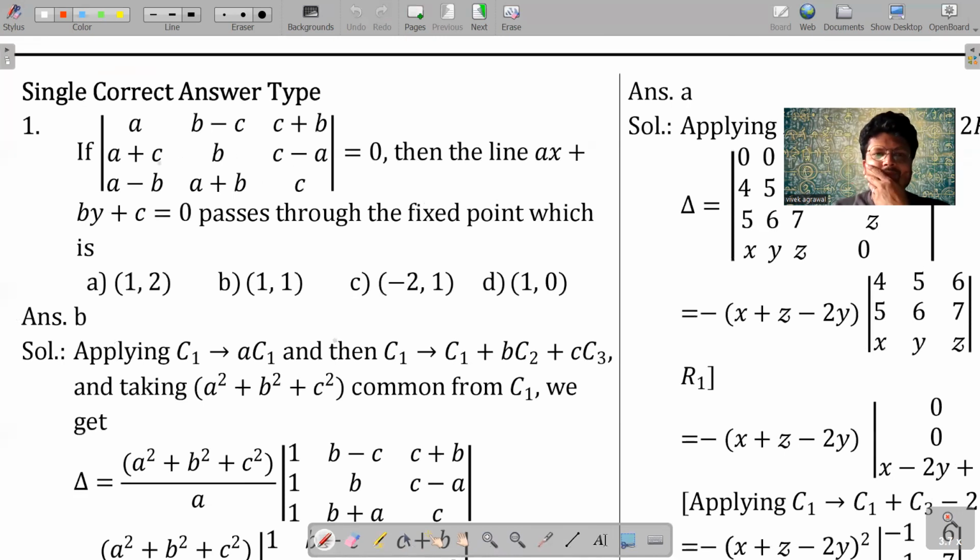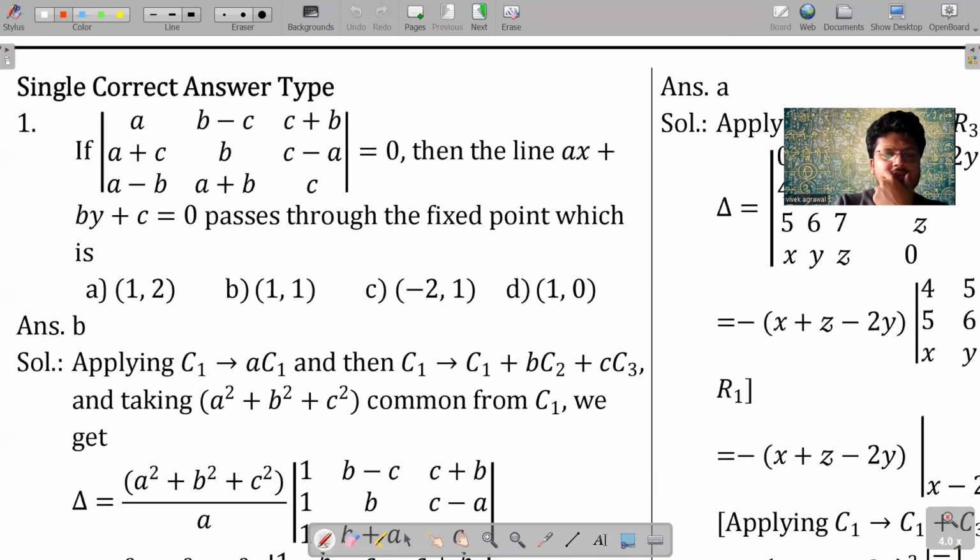Okay. So let's start with this particular question. It's a question of determinants, and you guys already know how to expand the determinant, right? And also how to apply row and column transformations. Yes, sir.